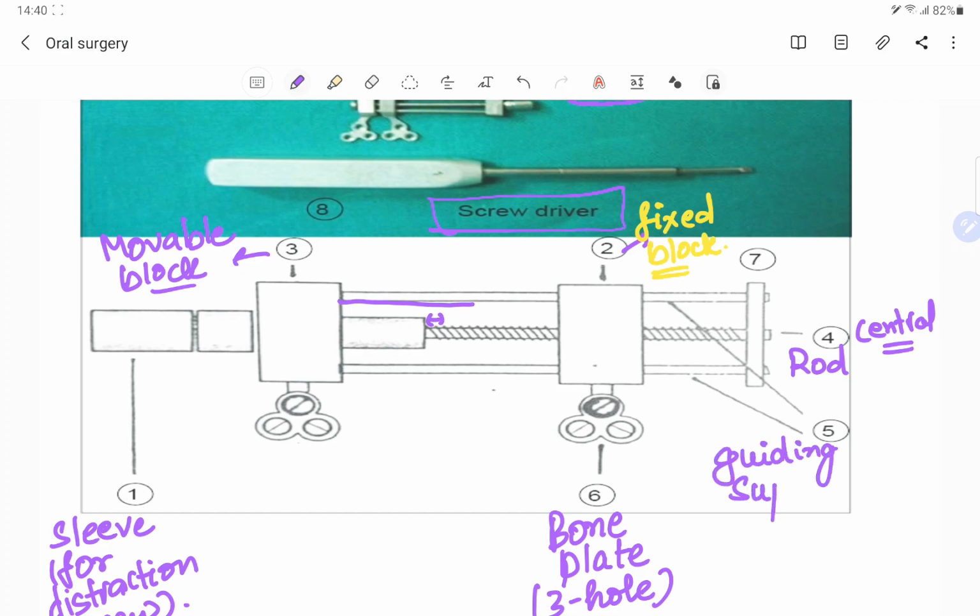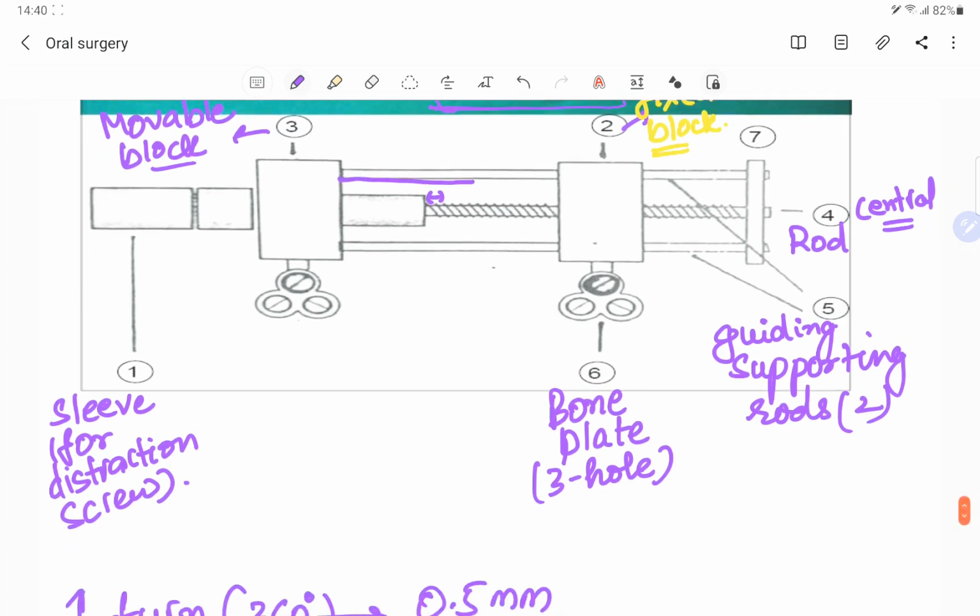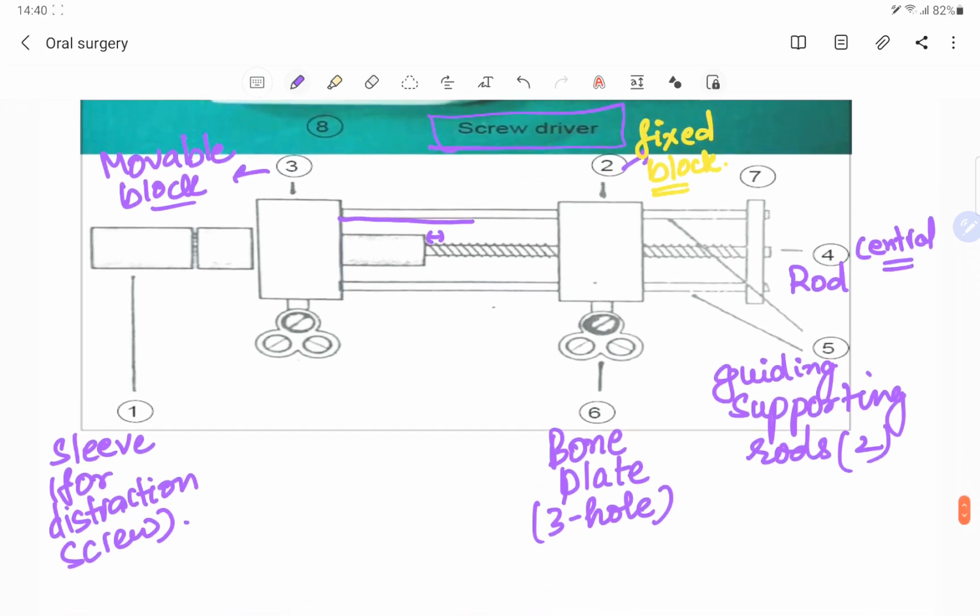Guiding supporting rods. They are two in number, right? One is above, one is below. So their main purpose is that they are making a parallelism with the central rod.